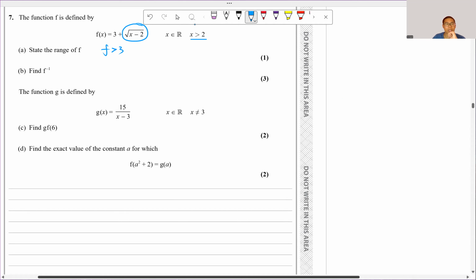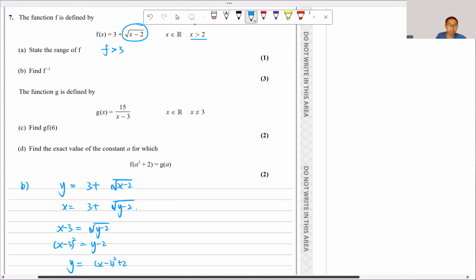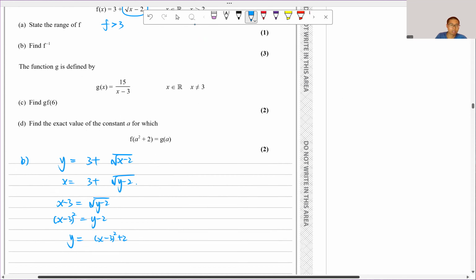And then part B, find f inverse. To find the inverse function, first we write y equal to 3 plus square root of (x minus 2), and we change x into y and y into x. Now we just have to make y the subject. Minus 3 for both sides, square both sides, plus 2 for both sides. Then we have our inverse function, f inverse of x is equal to (x minus 3) squared plus 2.